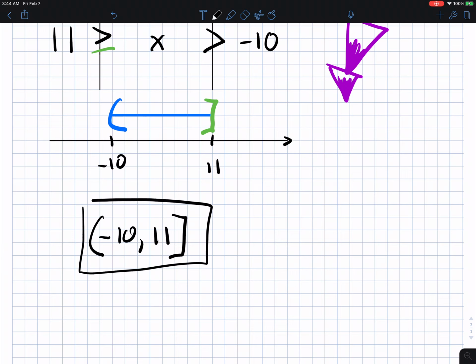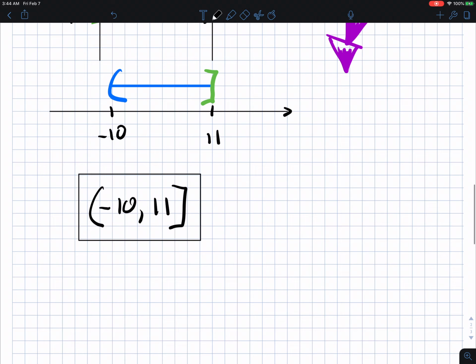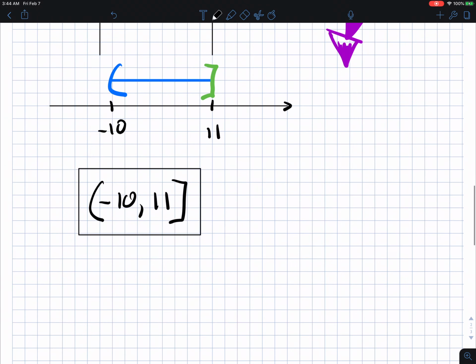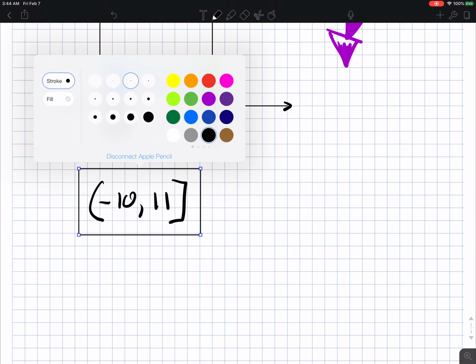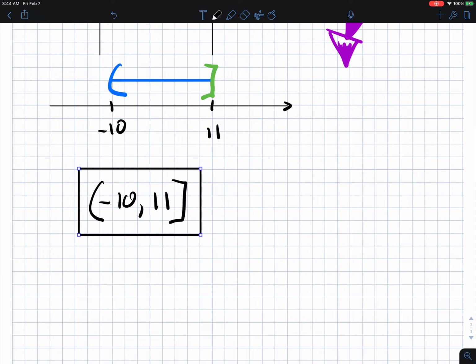Okay. So now, say we have this solution. Oh, come on. Why'd you go away? There it is. That's fine. Say we have this solution that we want to check, right?